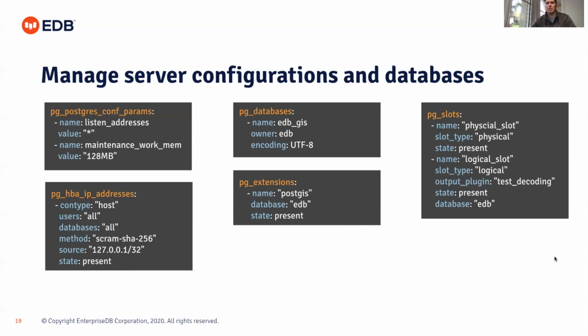Postgres configuration parameters can be changed through the PG postgres conf params variable. With the PG HBA entries variable, we can manage pg_hba entries. Databases and extension creation can be achieved using the PG databases and PG extensions variables. Physical and logical replication slots can be managed through the PG slots variable.